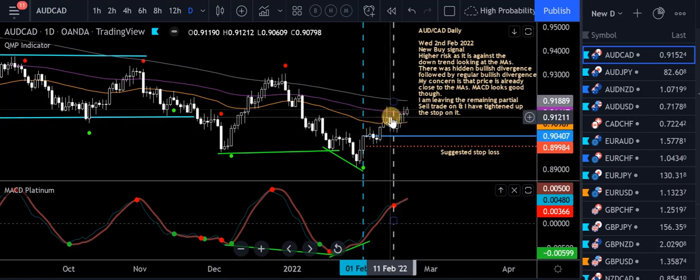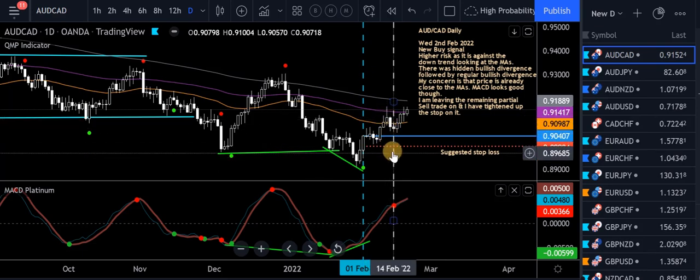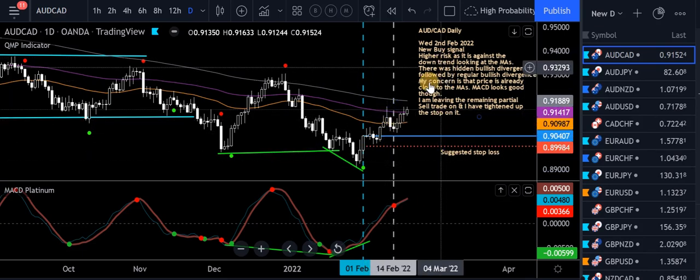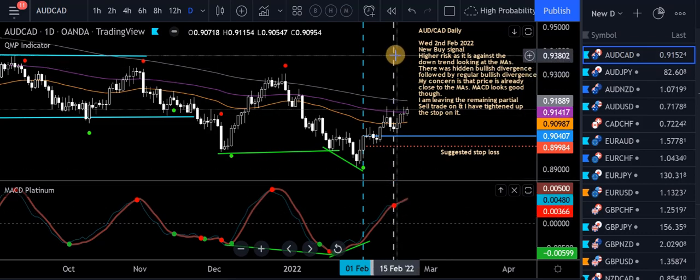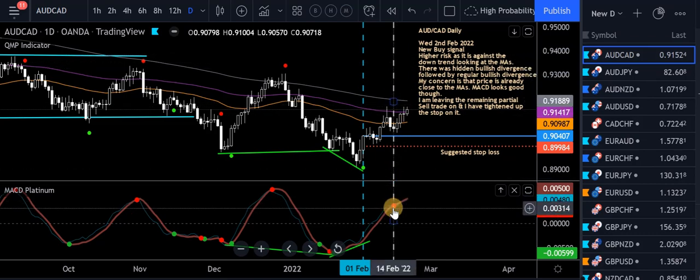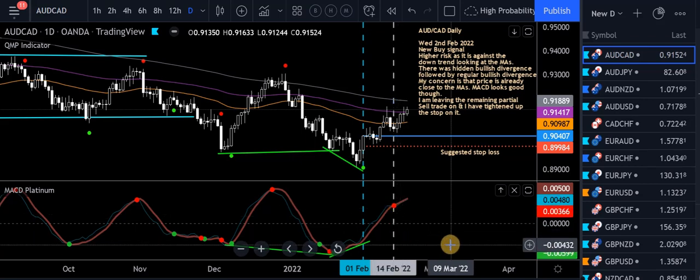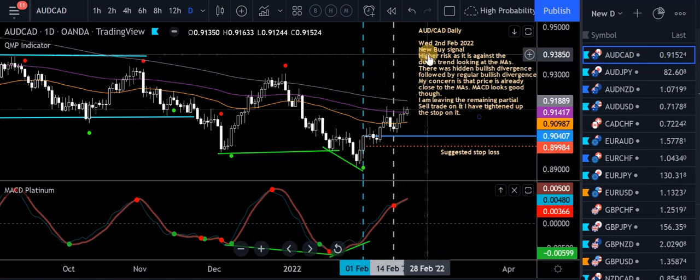At this stage, if we close, say around here, anywhere in here, we're probably in a no-lose position now. So it's a high-risk trade, and we're going up. The grey warning line is there because there's a red dot on the MACD platinum above the zero level. So that's the AusCAD.